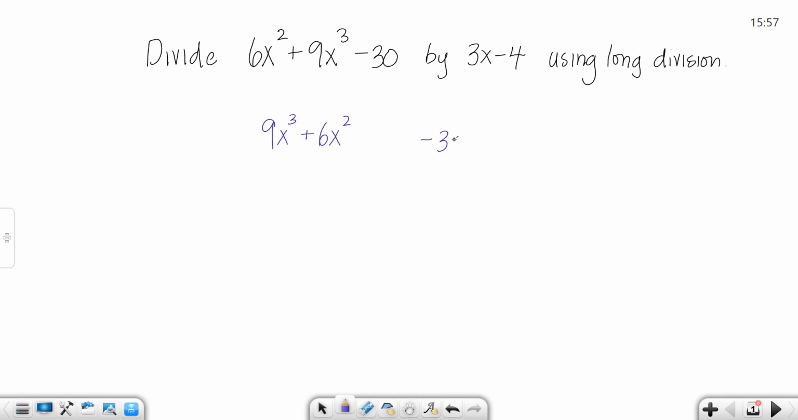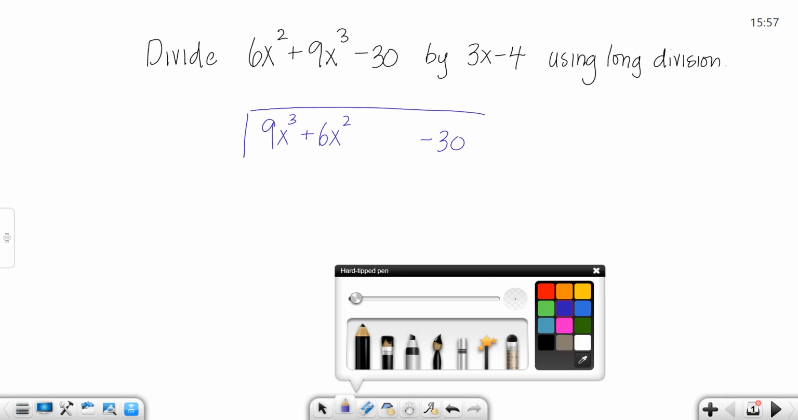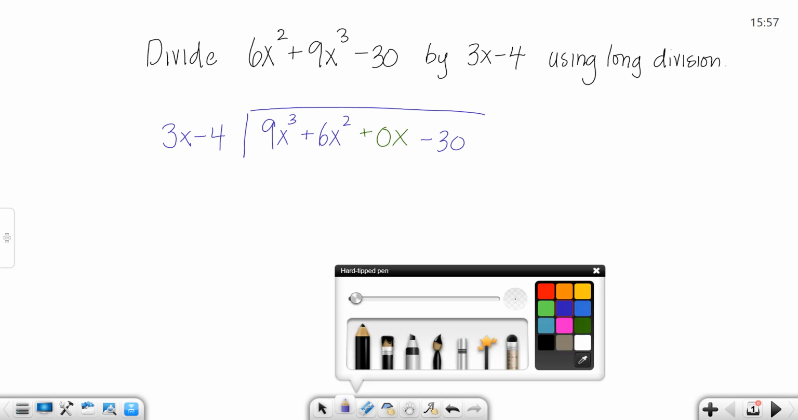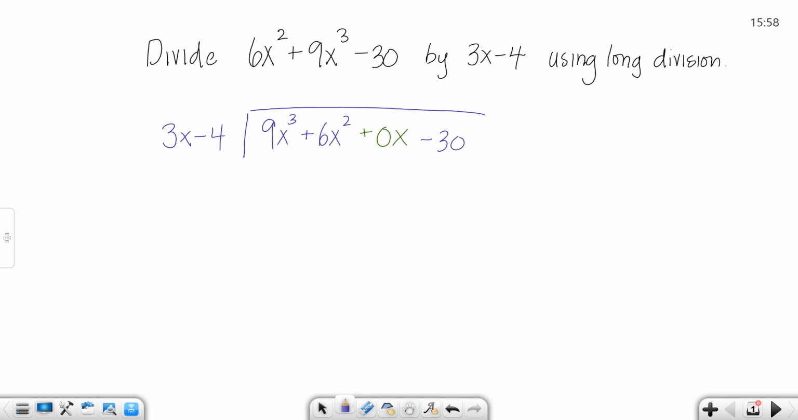So you either need to leave a gap in the division house, like so, or you need to put a 0 in there to represent that there are no regular x to the ones. But you need to do one or the other, because you're going to need that space in there. Your divisor is 3x minus 4. If you look in your textbook, it tells you steps for division. You're welcome to use those steps.